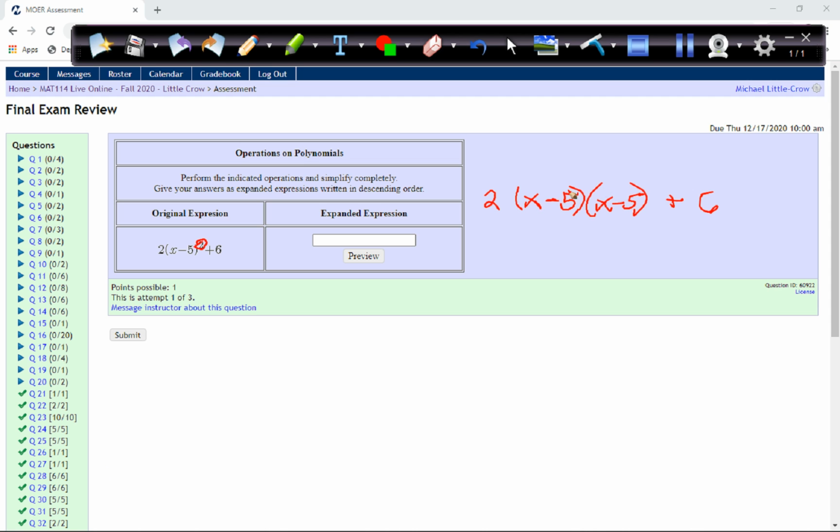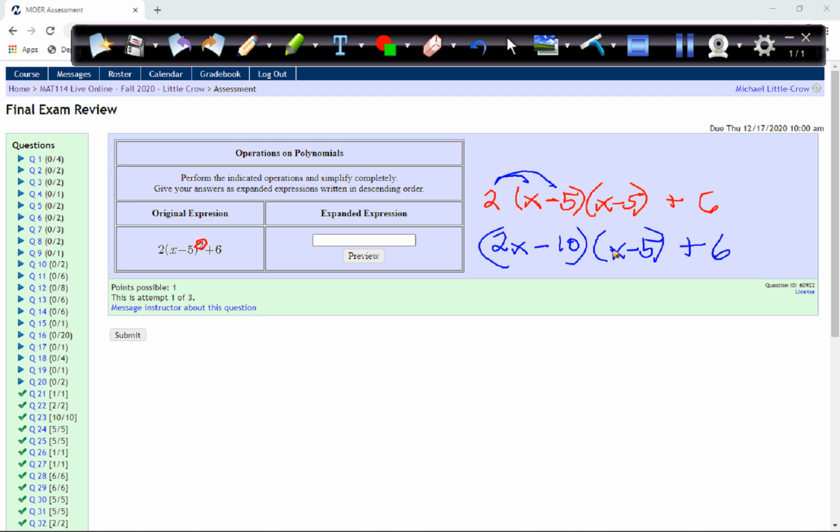Now that the exponent is gone, we've addressed that. If you wanted to, you could distribute the 2, or you could FOIL out. You could do it almost, really in whichever order. I like to go ahead and take care of this. As 2 distributes to just the first part, we get 2x minus 10, and then we get x minus 5.